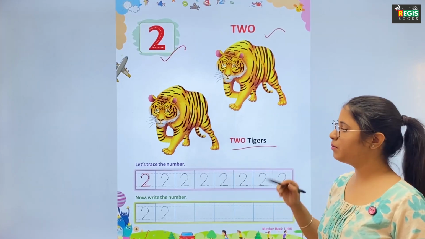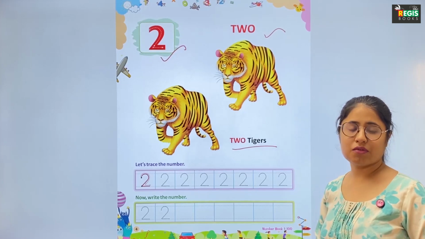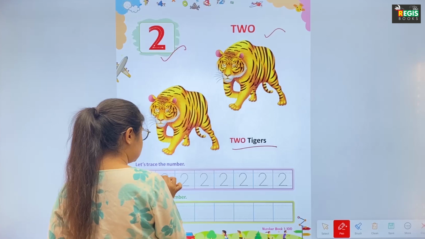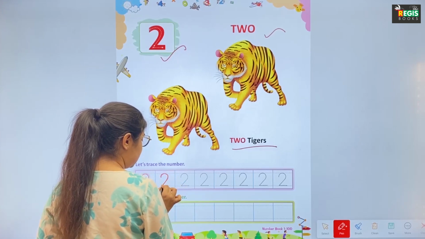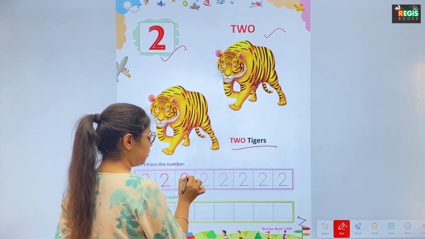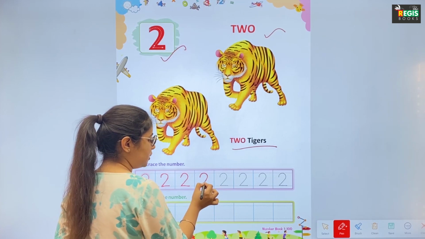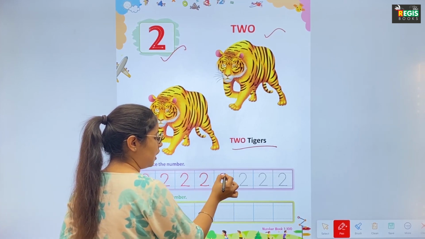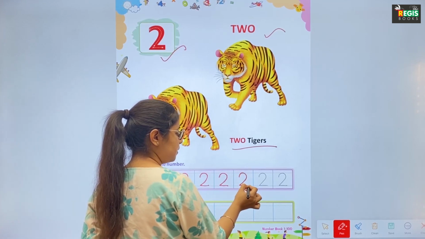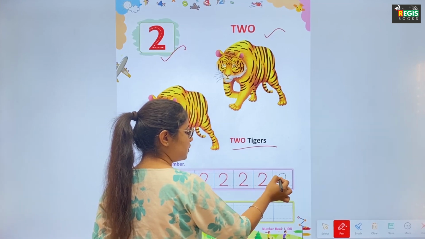So kids, come, trace the number 2 with me and you will learn how you can write the number 2. So kids, put your pencil on the black dot and start tracing the number 2 like this with me. Again put your pencil on the black dot and start tracing the dots like this. This is number 2. This is how we write number 2. Put your pencil on the black dot and start joining these dots. 2.